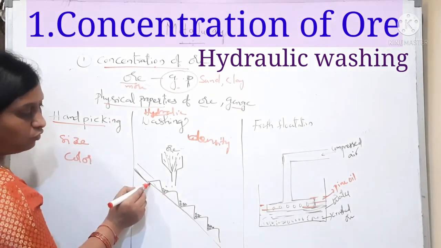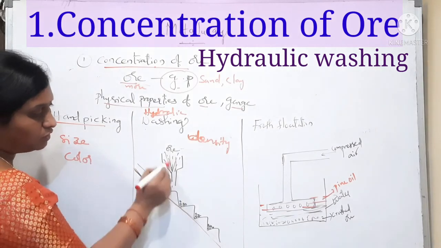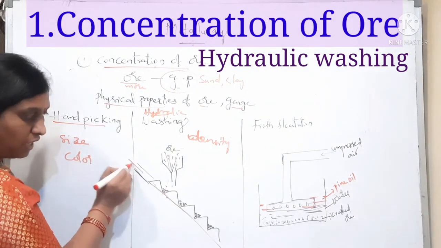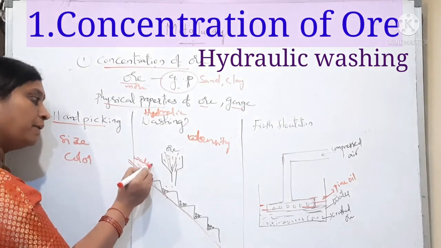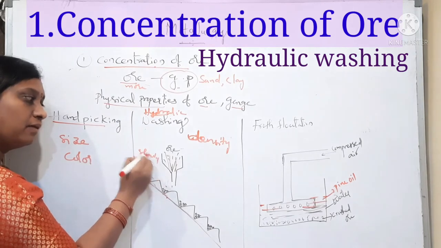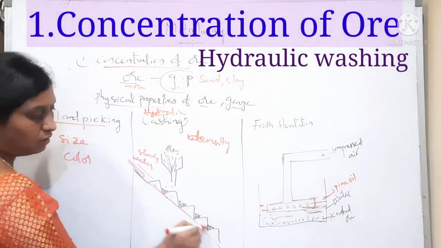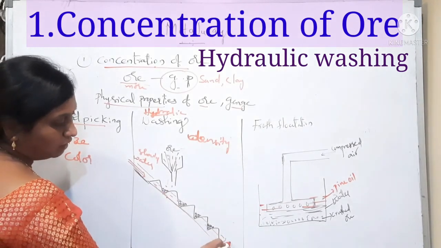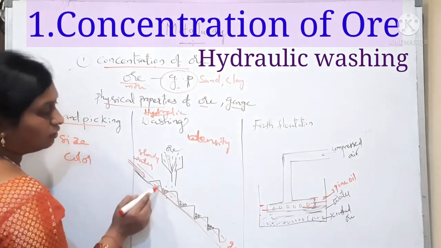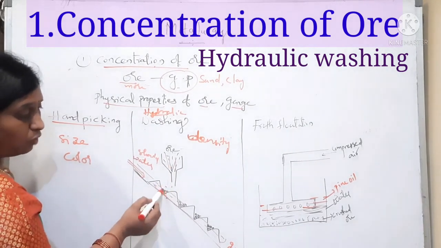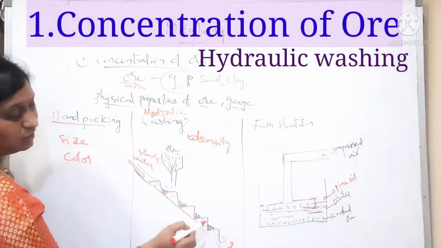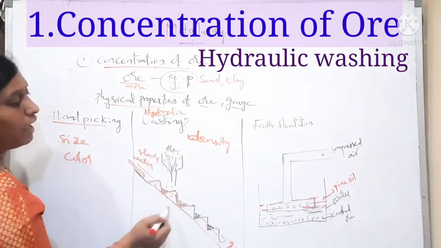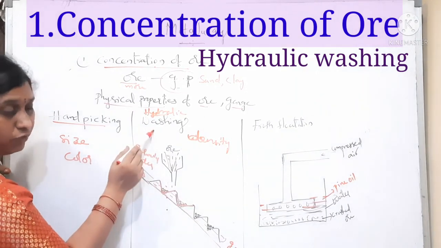In this hydraulic washing, on a sloping surface, the powdered ore is made to fall through a hopper. Then from the side, water is pumped slowly. The flowing water takes away the low density gangue particles, and the high density ore particles are trapped here in these corners. This is how the ore and gangue particles are separated by using hydraulic washing.